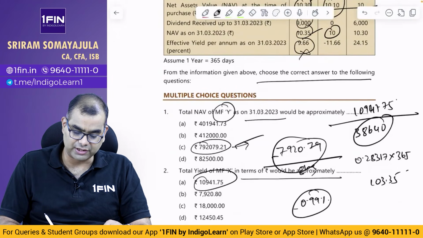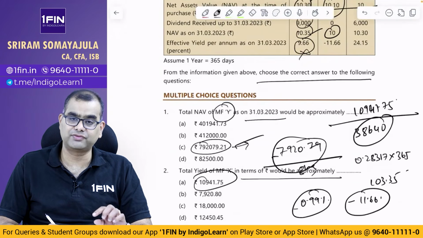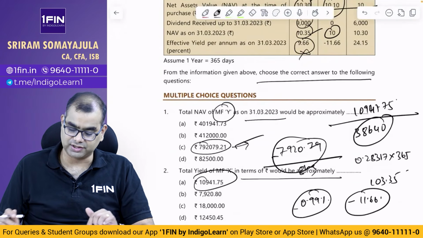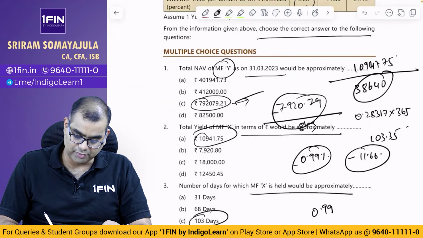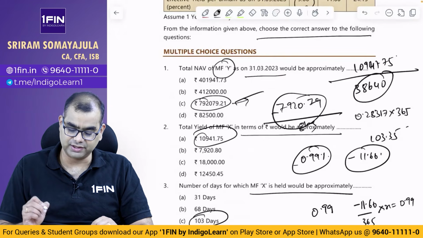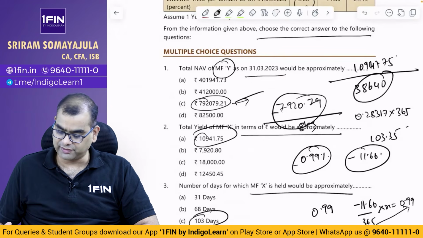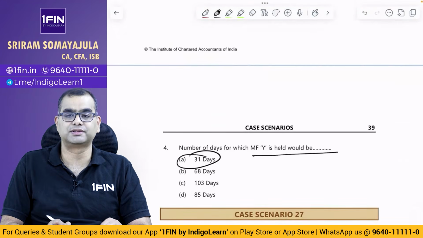But you are saying the actual loss is minus 11.66%. So 0.99% is for what number of days, such that it annualizes to 11.66? So what you do is 11.66 divided by 365 into x is equal to 0.99. So you do 0.99 into 365 divided by 11.66. You get 30.99. So that is 31 days. Answer is 31 days.